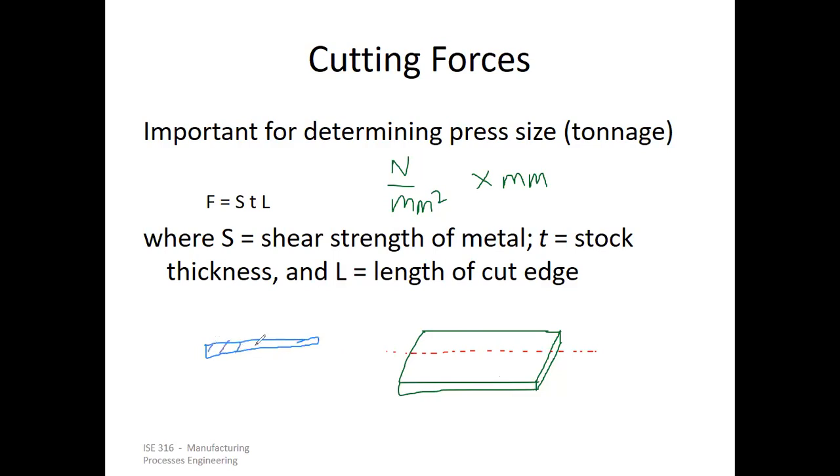So the cross section will be like this, right? To indicate the thickness, this is your thickness, right here, and this is your length, L. So this L and that T are here. Basically the area that is being sheared off, right?